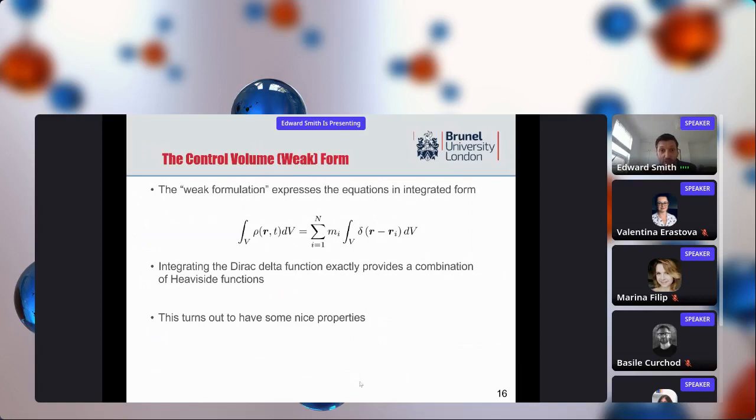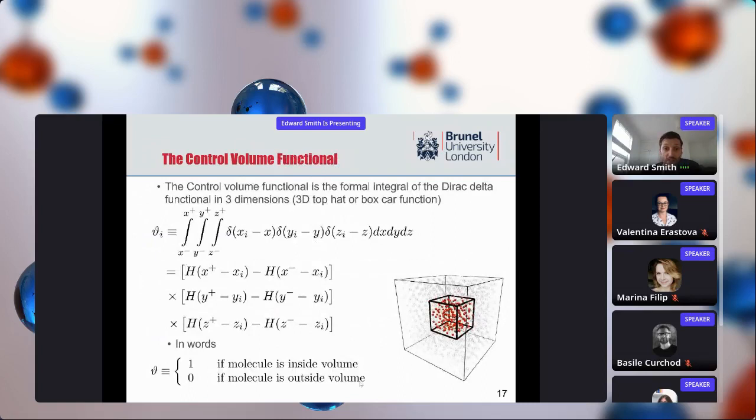So we integrate the Dirac delta function exactly to get a bunch of Heaviside functions. And this turns out to have some nice properties. So the Dirac delta function, the integral of that is simply just a Heaviside function. Now, if we do this between two fixed limits, what we see is we get a function that is basically zero until you get to x plus. And then it's one until you get to x minus. And then that x minus Heaviside function switches on and turns it back off again. So this gives you what is essentially called the boxcar function, a function that's essentially only one between the limits x plus and x minus in a given direction.